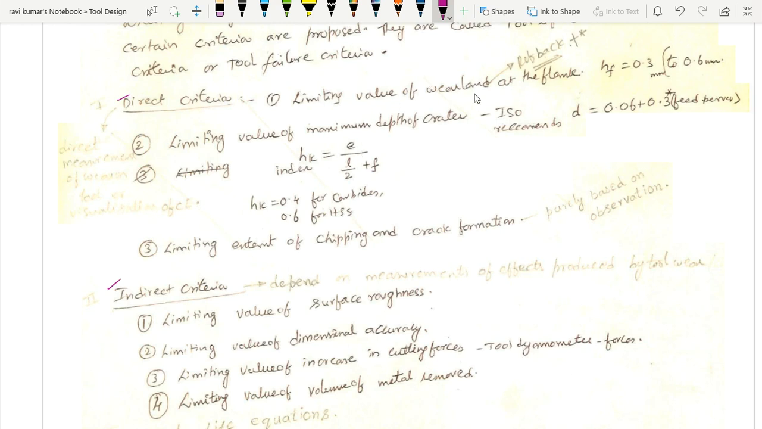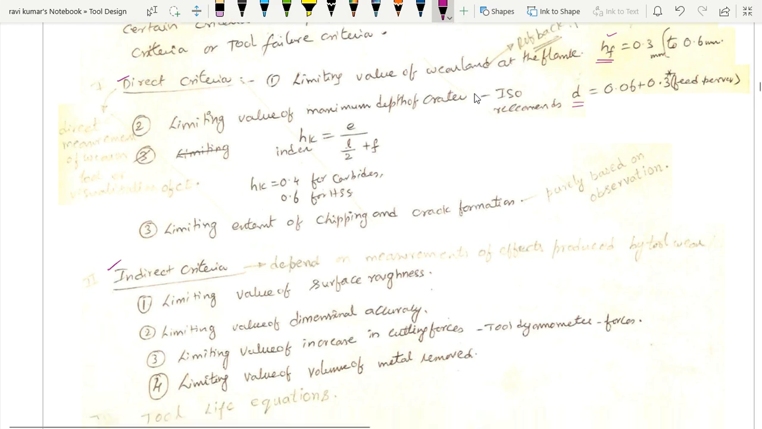Direct criteria means we have to refer to the physical damage that has occurred on the cutting tool in the form of wearing out. So I can check how much is the flank wear land. So this is flank wear land. Similarly, I can check what is the depth of the crater. Looking at this, it is possible for me to tell whether the life of the tool is over.